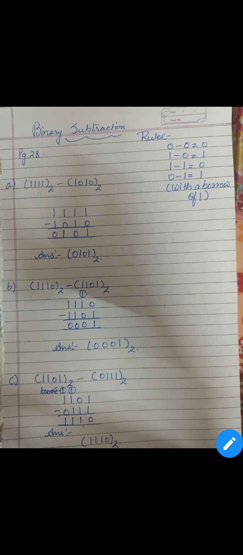So we'll start with 1 minus 0 is equal to 1. 1 minus 1 will be 0. 1 minus 0 is equal to 1. 1 minus 1 will be 0. So the result will be 0 1 0 1 in that case.